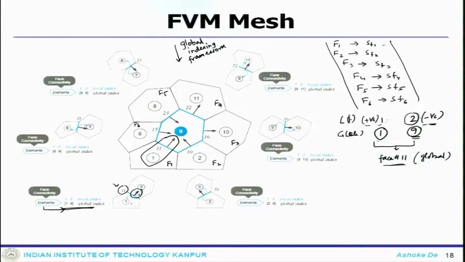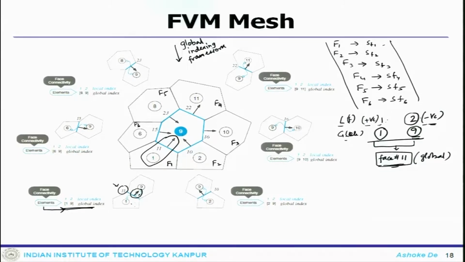So, every two elements in a two dimensional system are connected with a common face, and that face also has a local indexing like this, 1 and 2. There will be a global indexing to that. The face number is a single face number which is globally indexed, that is face number 11, and the global element numbers associated with that global face number are 1 and 9, and for them the local face indexing is 1 and 2. Similarly, if you look at the other element, it will be much clearer, or you can visualize the system.